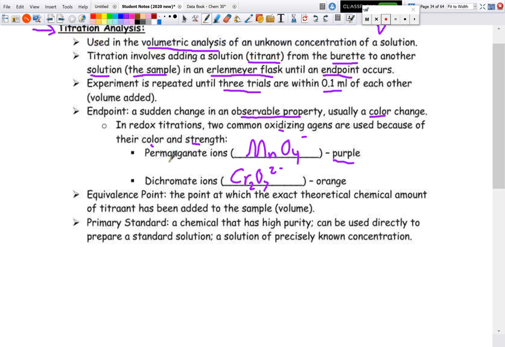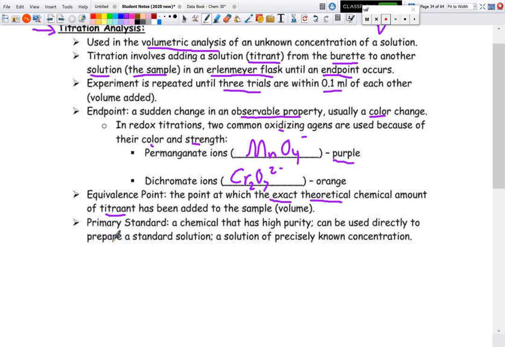So another definition for titrations, we have the equivalence point. This is a point where the exact theoretical amount of titrant has been added to the sample. So this is only found out, well, we can read it from a graph, but for the most part with these here, it's direct calculation because that is the theoretical chemical amount.